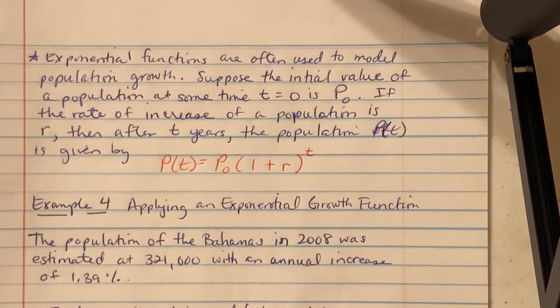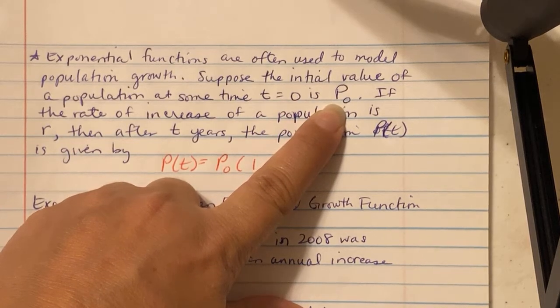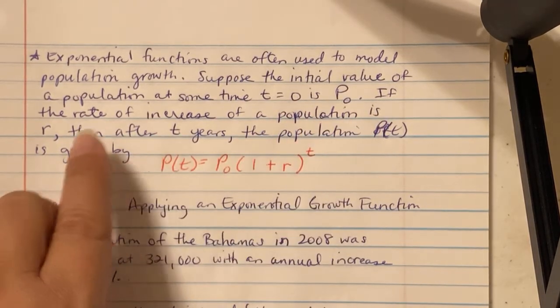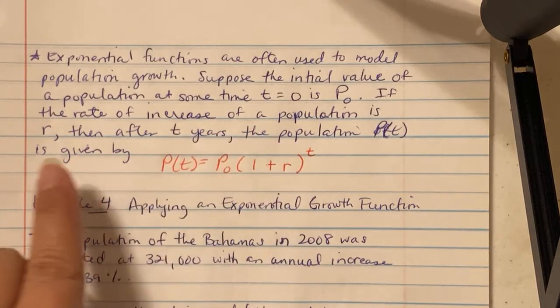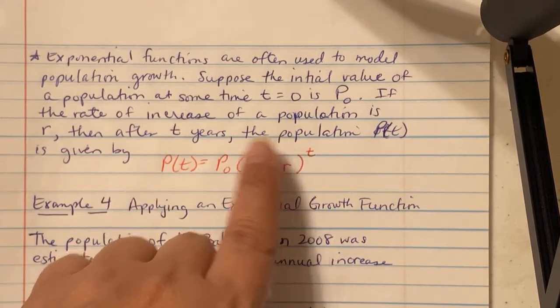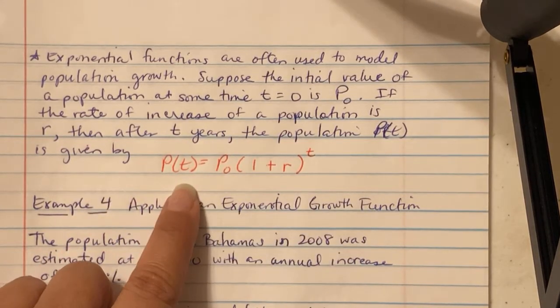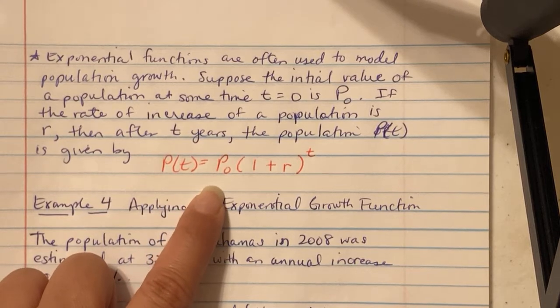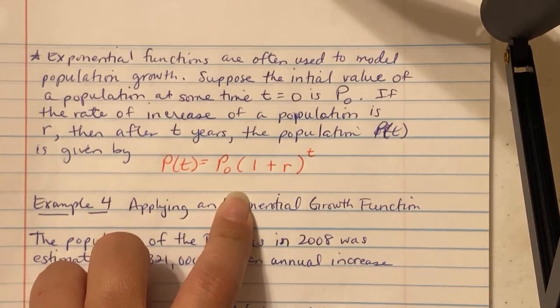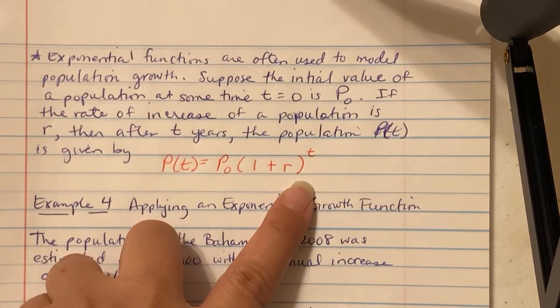So exponential functions are often used to model population growth. Suppose the initial value of a population at some time t equal to 0 is P naught, which is our initial value. If the rate of increase of a population is r, then after t years, remember t has to be in years, the population P of t is given by P of t equals P naught, which was our initial, times the parentheses 1 plus r, which was our rate, closed to a power of t.